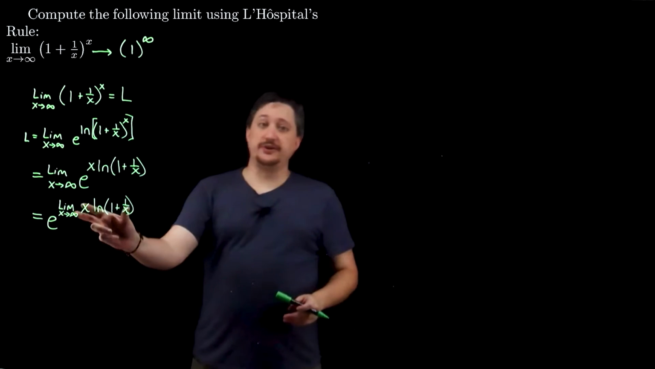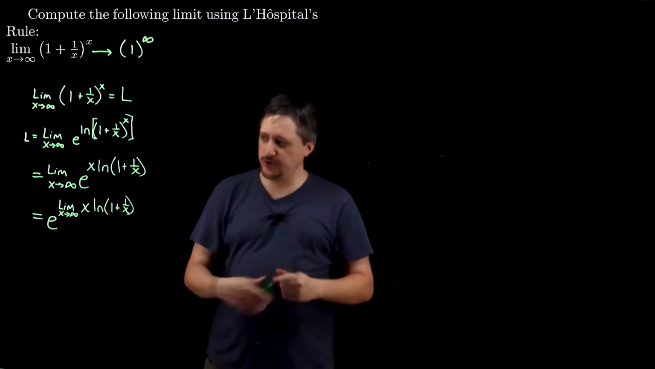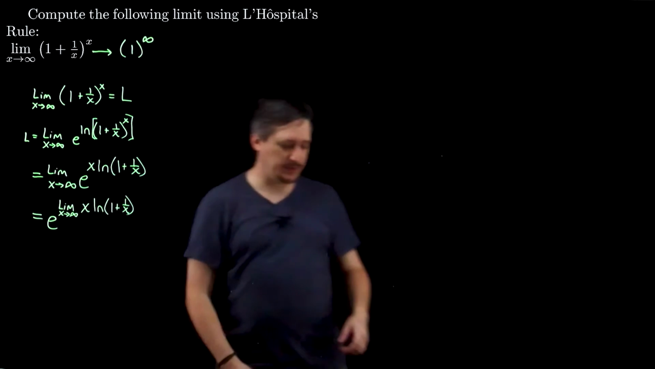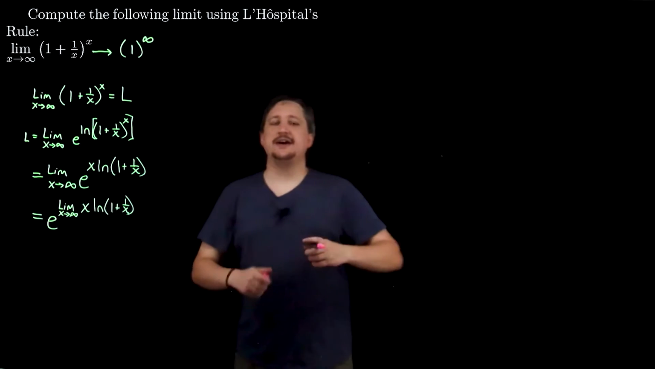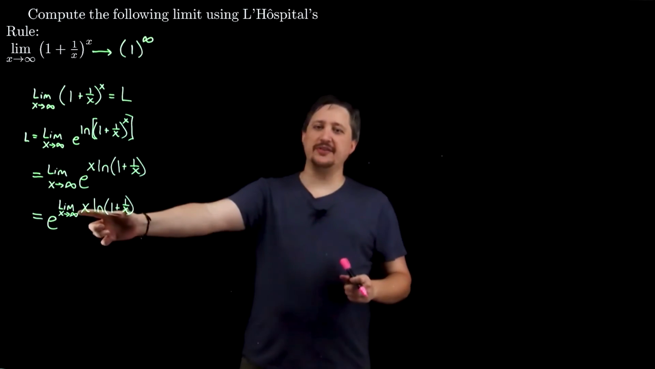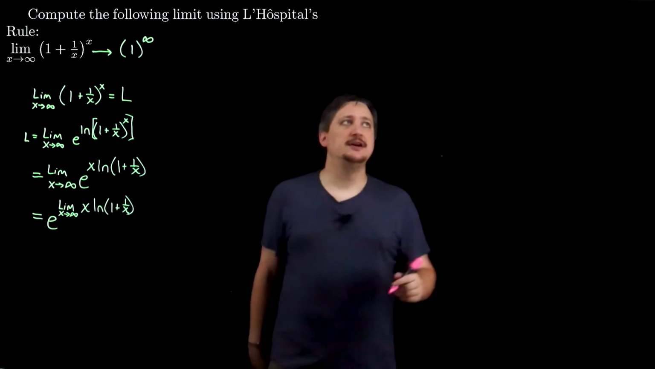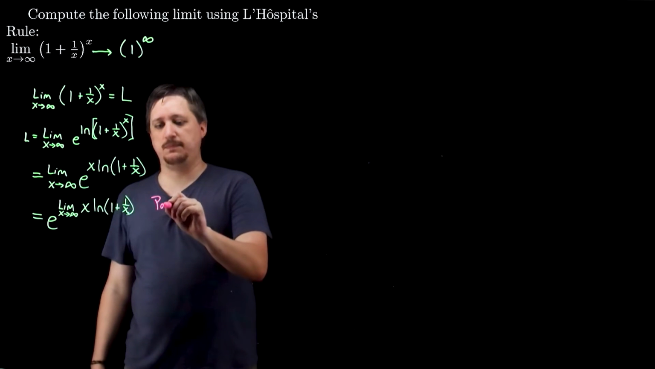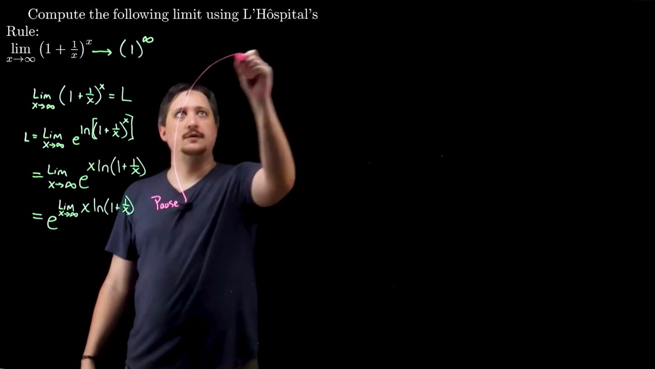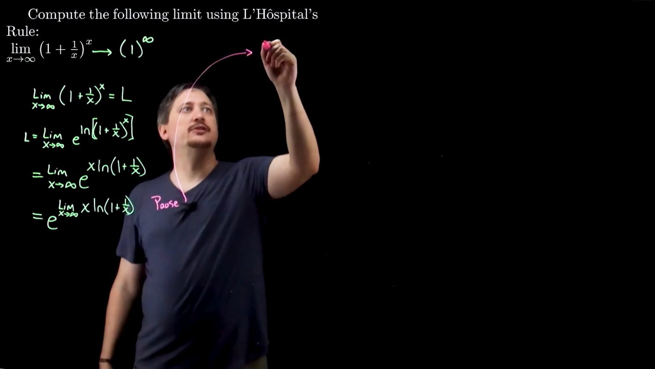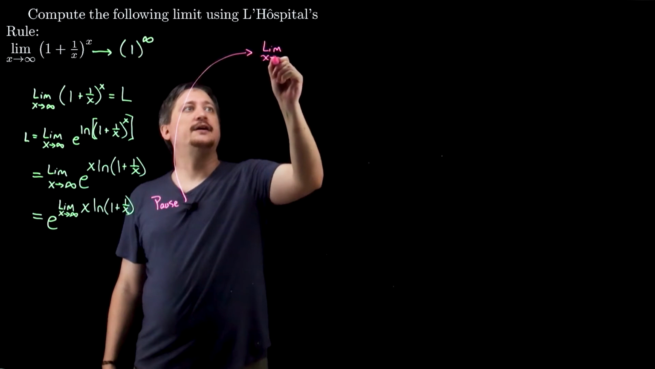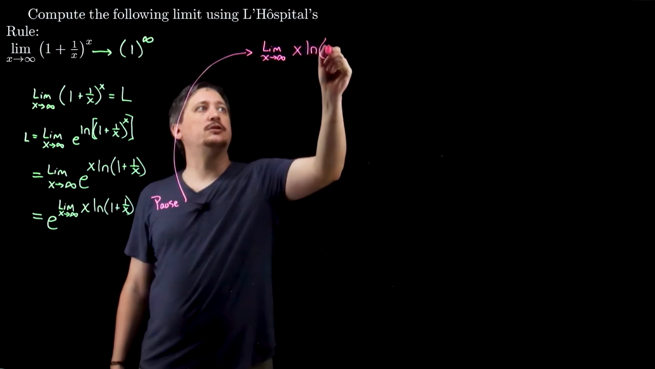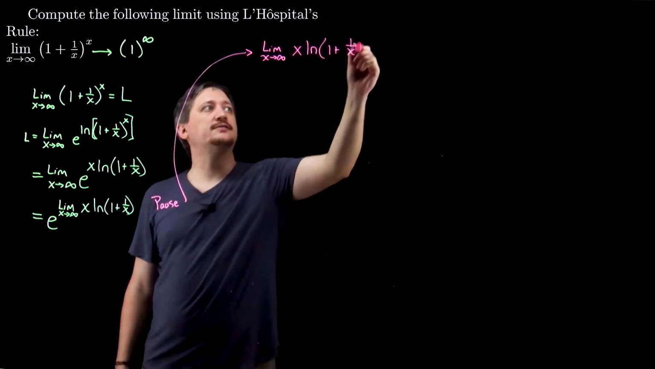So now my goal is to figure this thing out. And I could just keep writing it with the weird equals e to the limit of blah, blah, blah the whole way down. But instead, I'm going to compute this thing off to the side and then come back. So I'm going to pause here and do just the limit as x goes to infinity of x natural log of 1 plus 1 over x.